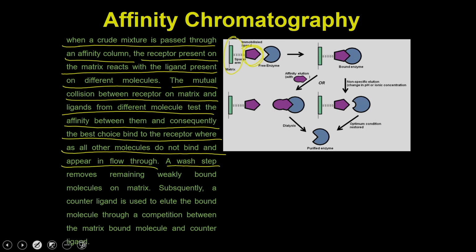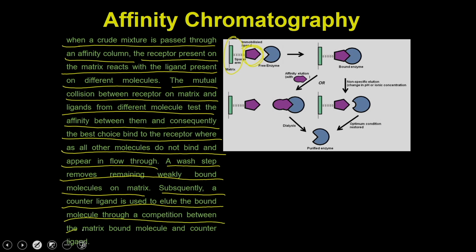Then you do a wash step to remove the remaining weakly bound molecules present on the matrix, and ultimately you put in the counter ligand, which is used to elute the bound molecule through a competition between the matrix-bound molecule and the counter ligand.